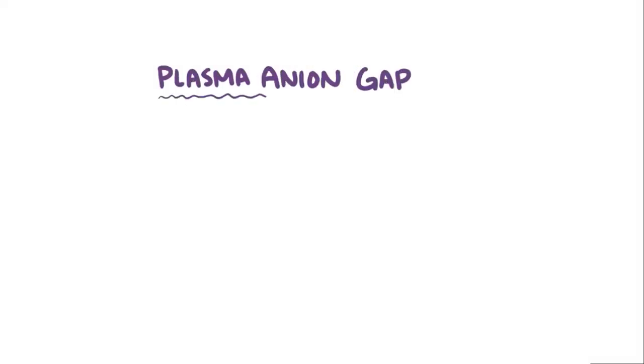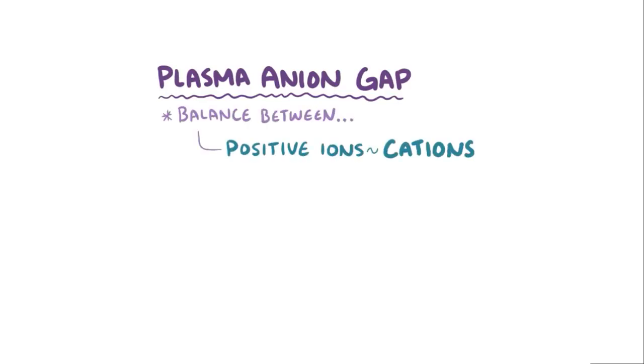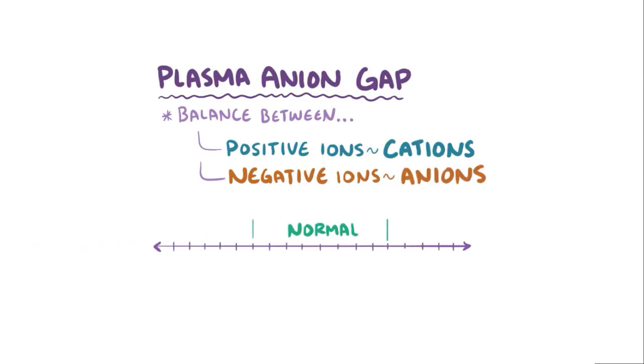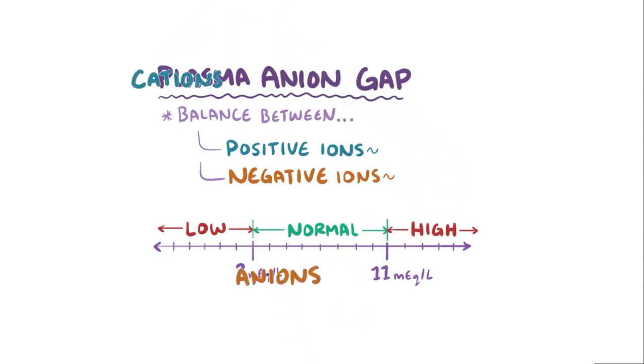Plasma anion gap is a measurement of the balance between positively charged ions, called cations, and negatively charged ions, called anions, within the plasma. Its normal range is typically between 3 and 11 milliequivalents per liter. While anything below 3 milliequivalents per liter is considered abnormally low, and above 11 milliequivalents per liter is usually considered abnormally high.